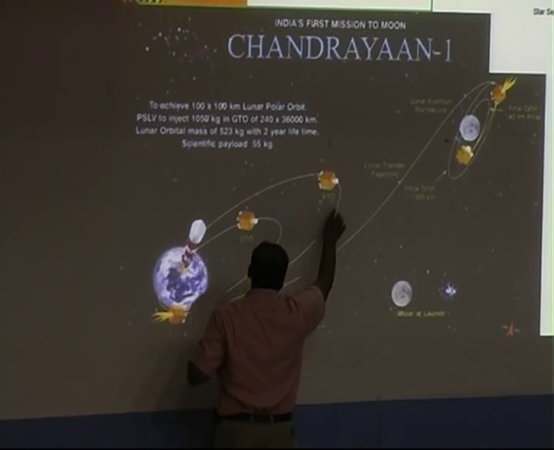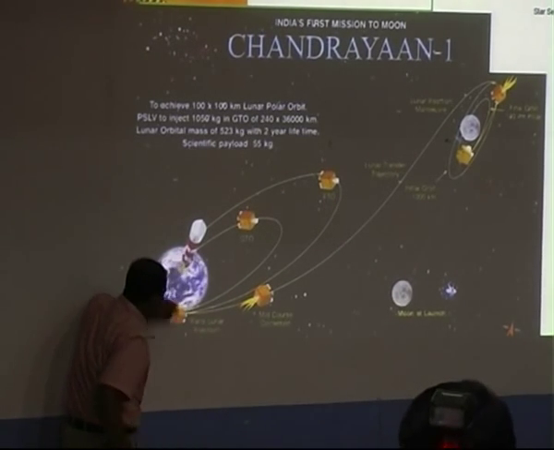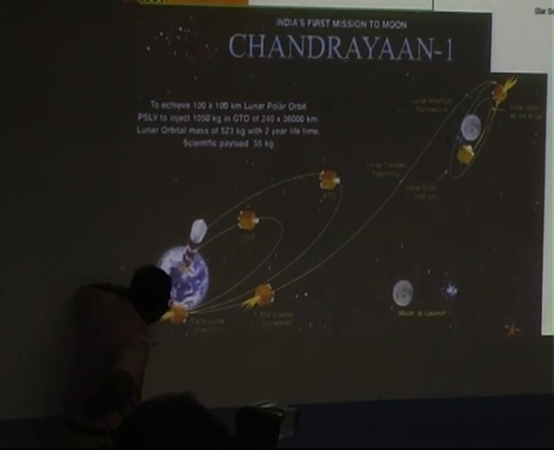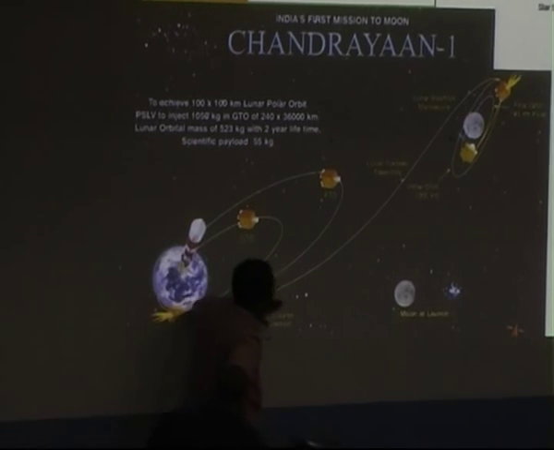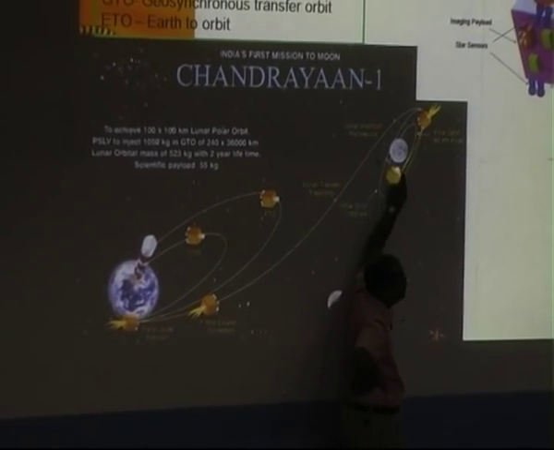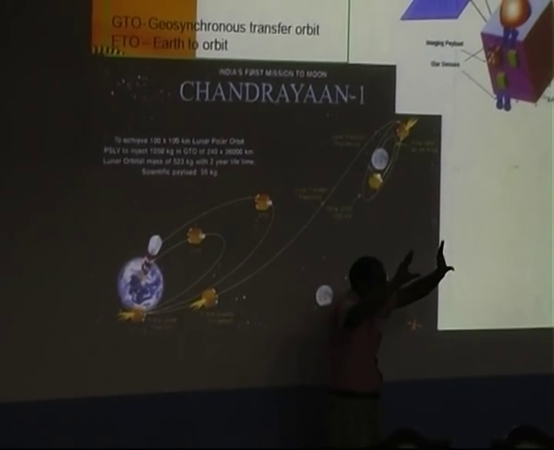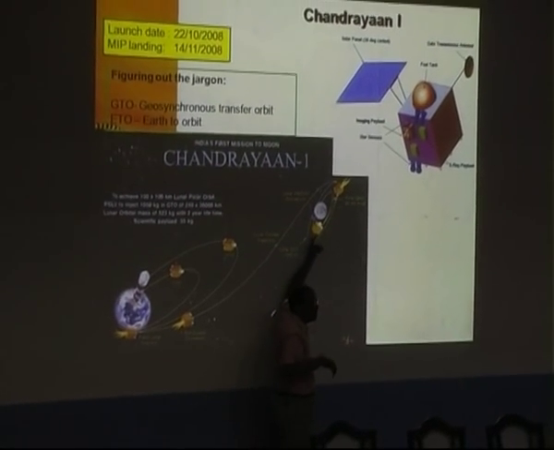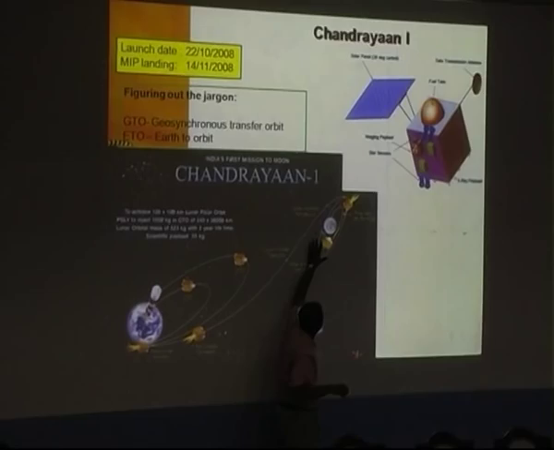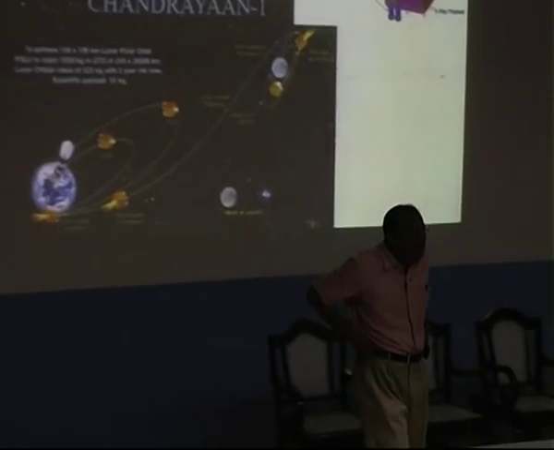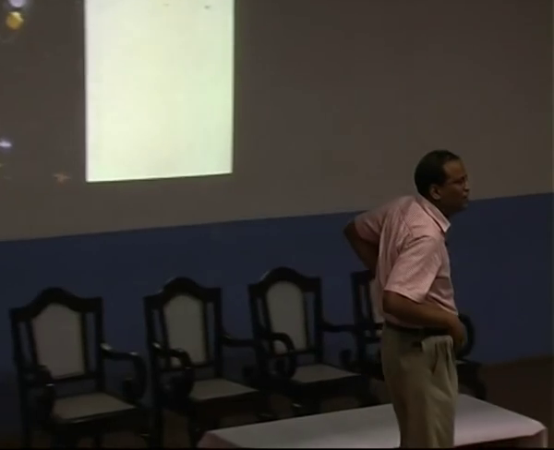Once it has reached a particular position, it starts what is called the translunar injection. That is, you fire it in a way such that it approaches the Moon, and now it starts orbiting around the Moon. Then you slowly reduce the orbit, such that from thousands of kilometers it comes very near, and when it is very close to the Moon, you launch your MIP. What is MIP? The Moon Impact Probe.